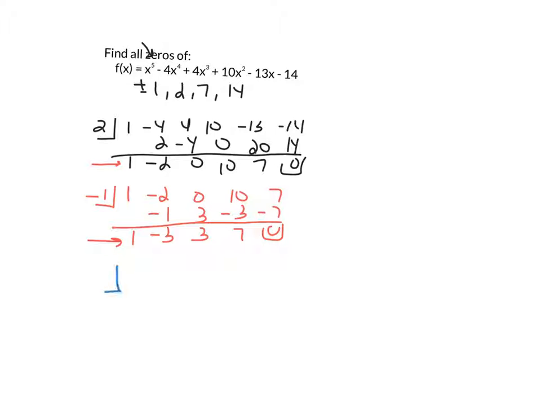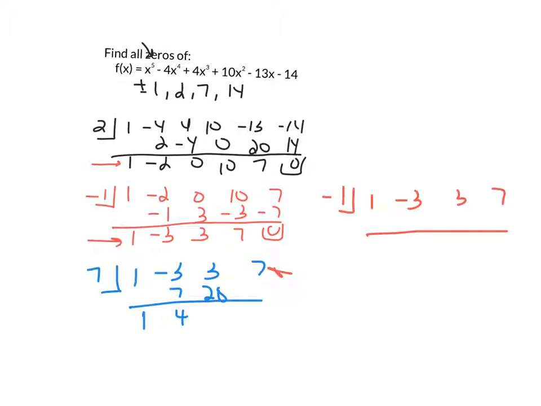So let's try another one. I don't know, let's try 7 maybe. So I'm trying these new numbers: 1, -3, 3, 7. 1, 7, that's 4, 28, there's no way that's going to work. Something's weird here. I think I'm going to try -1 one more time, except try it with these numbers here, 1, -3, 3, 7, because a number can happen twice. So you can have the same zero that occurs twice.